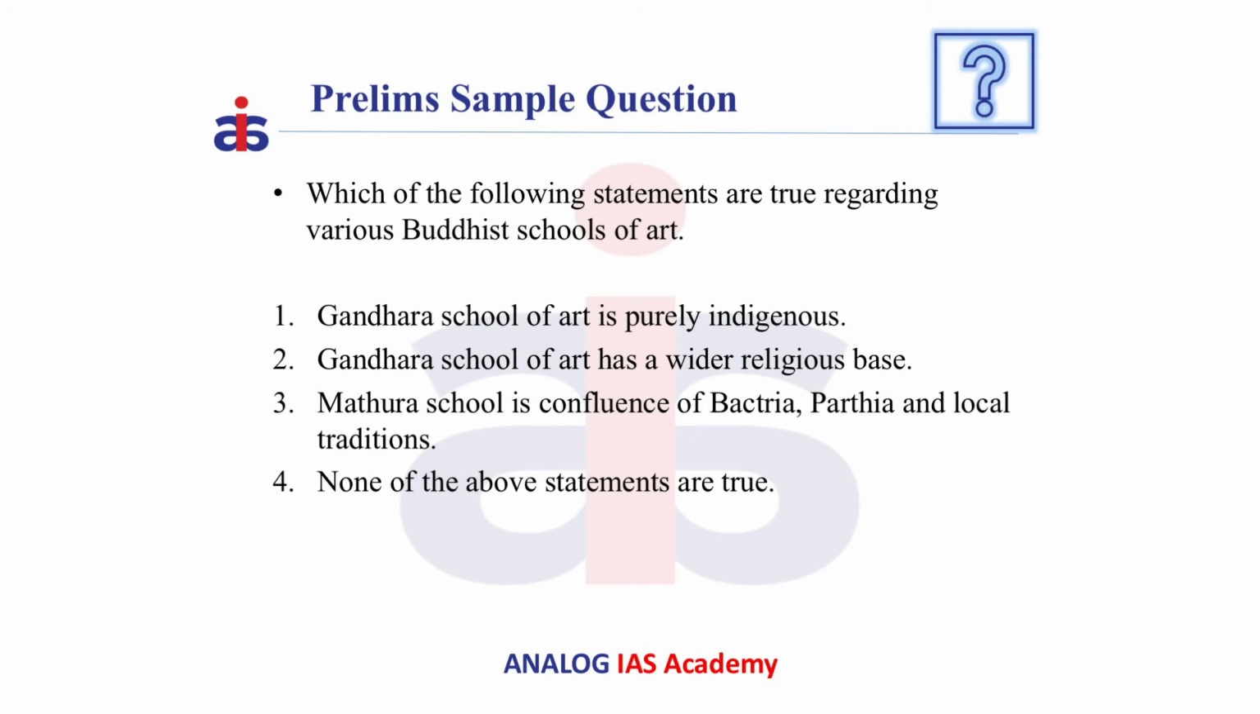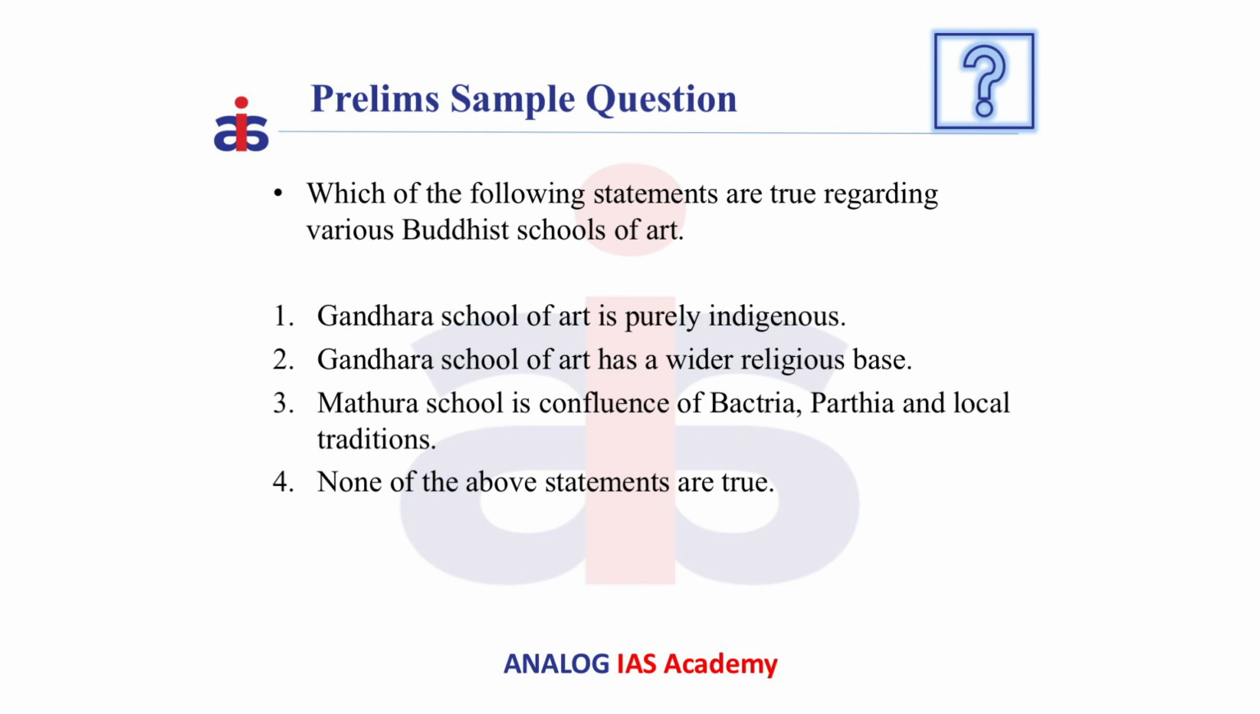Now let us discuss a question based on this. Which of the following statements are true regarding various Buddhist schools of art? Statement number 1. Gandhara school of art is purely indigenous. This statement is false because it is a composite school of art, that is Indo-Greek art. Statement number 2. Gandhara school of art has a wider religious base. This is also false because it is mainly a Buddhist school of art.